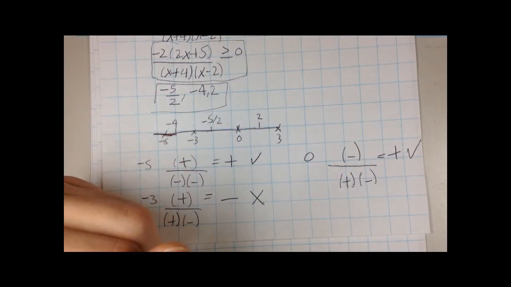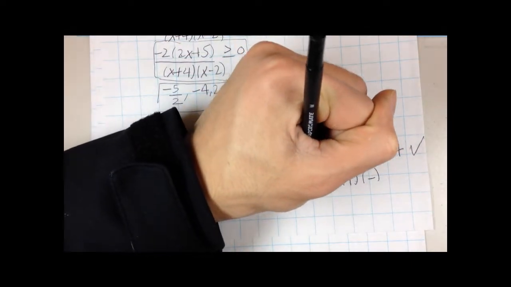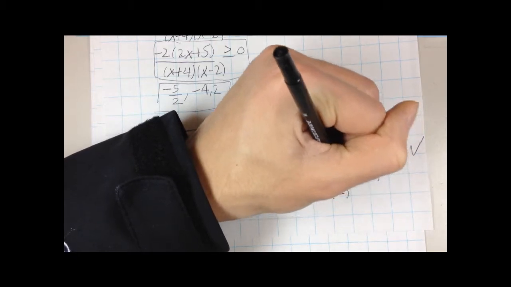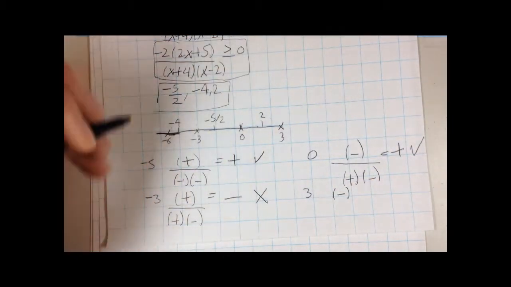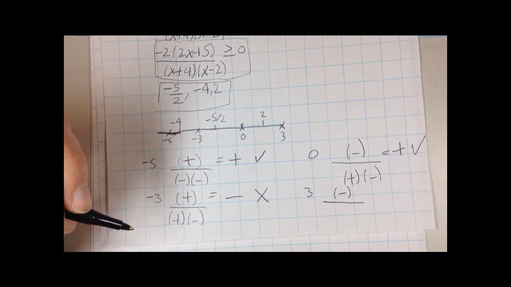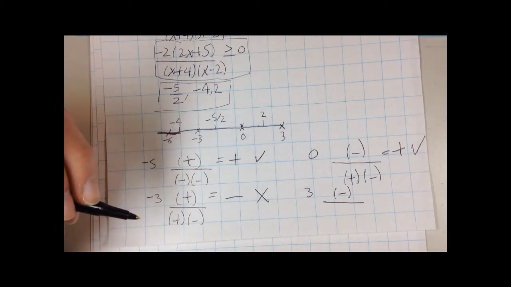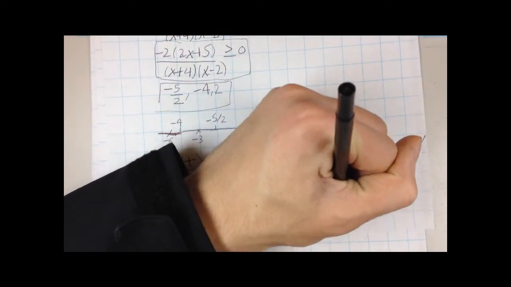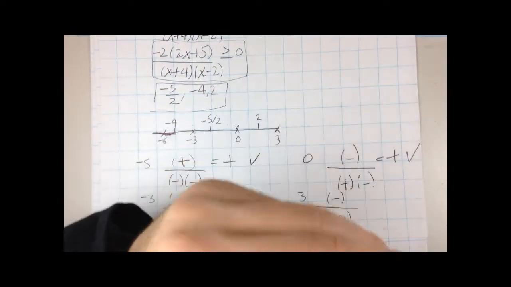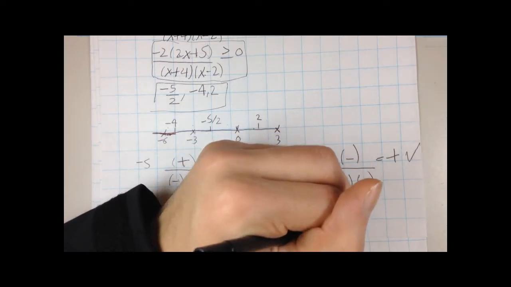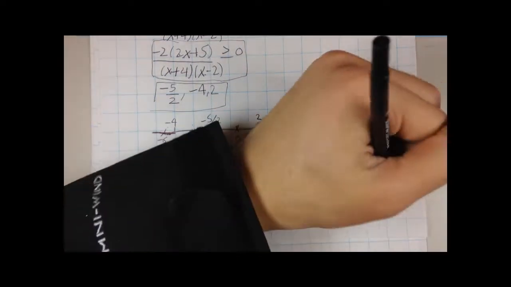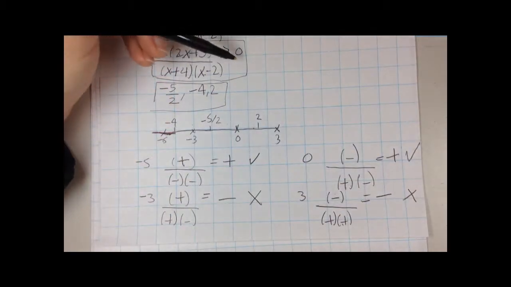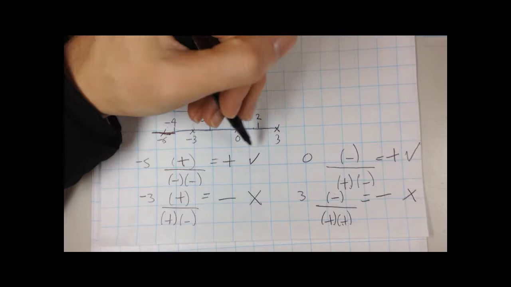And then finally, we can do 3. So when we plug that in, we're going to get a negative number on the top. And then on the bottom, we are going to get a positive number and a positive number. And so positive times a positive is positive, and a negative over a positive is going to be negative. So this would be negative, and that will not be in our solution because that is not greater than 0.